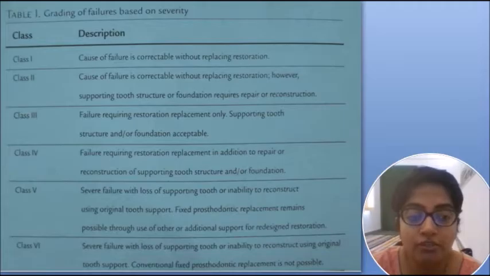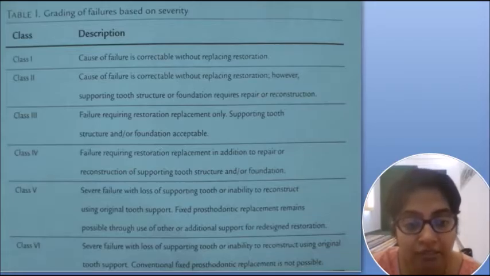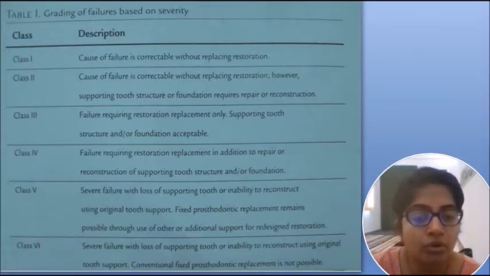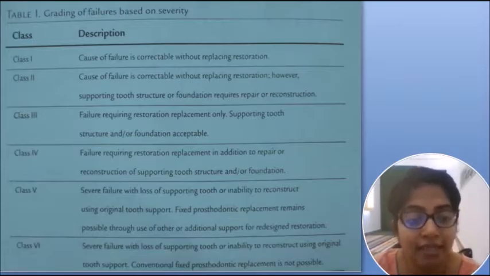But as the situation worsens, in class 4 we have the failures where the restoration requires replacement. In addition to that, we have to repair or reconstruct the supporting tooth structure or foundation. In class 5, there is a severe failure with loss of supporting tooth or inability to reconstruct using original tooth support. The fixed prosthodontic replacement remains possible through use of other additional support of the restoration, that is redesigning the restoration using maybe other tooth or some implants, but fixed restoration can be given.